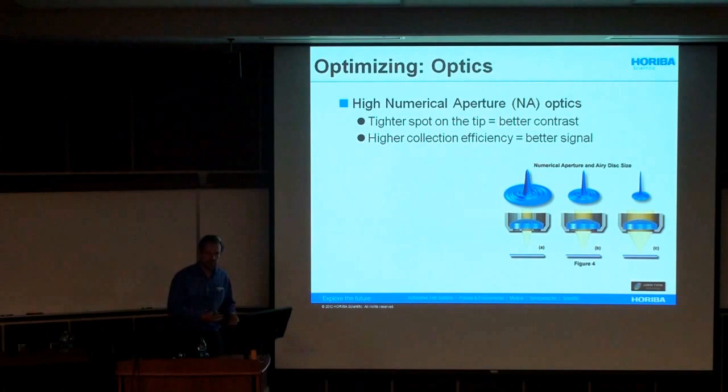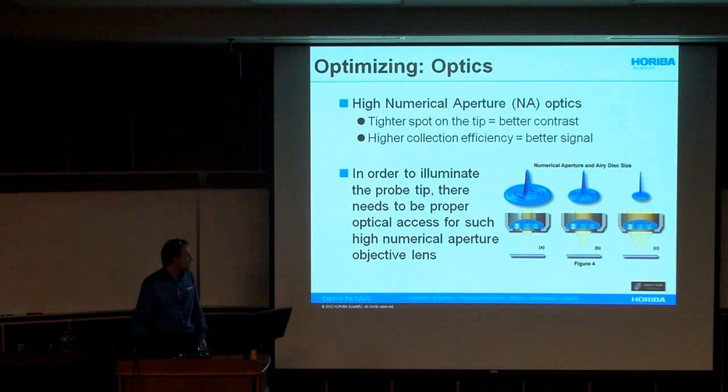So it's very important to try to get the highest numerical aperture objective you can to illuminate the tip and collect the signal. So in order to illuminate the probe tip, you need to have proper optical access to the tip, and not all AFMs or SPM systems are able to give you that access for optical coupling. So that's a critical point.